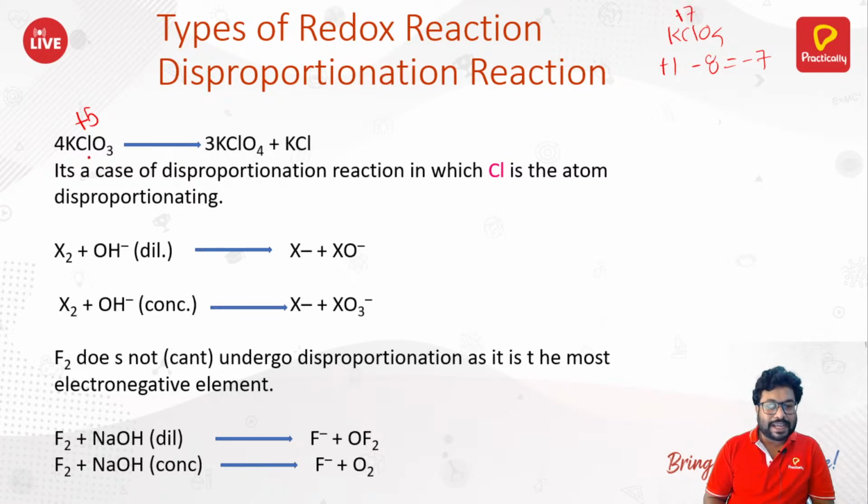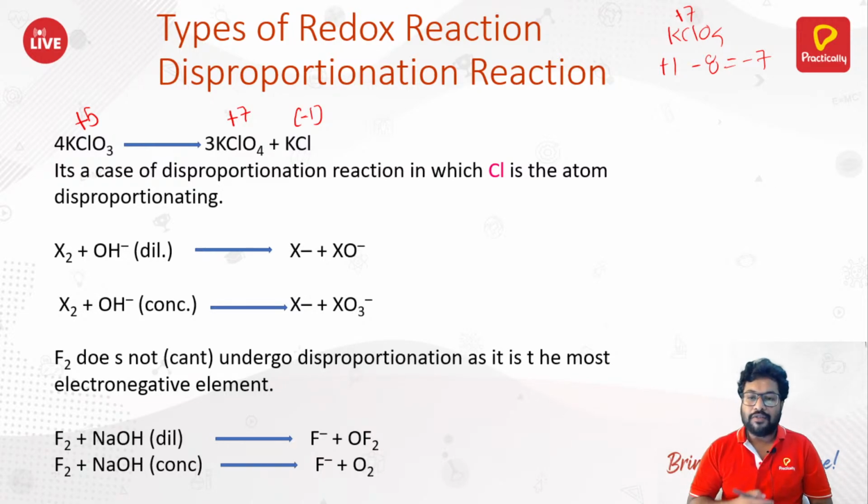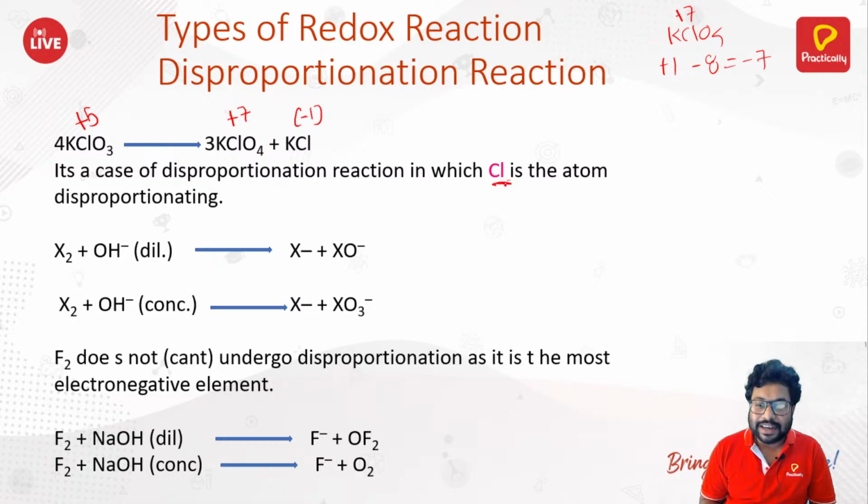Right? So chlorine has gone from plus 5 to plus 7 and plus 5 to minus 1. So that means your chlorine has got oxidized as well as reduced. When it went from plus 5 to plus 7, it has got oxidized, right? And when it went from plus 5 to minus 1, it has got reduced. So in both these cases, chlorine has undergone a disproportionation reaction.